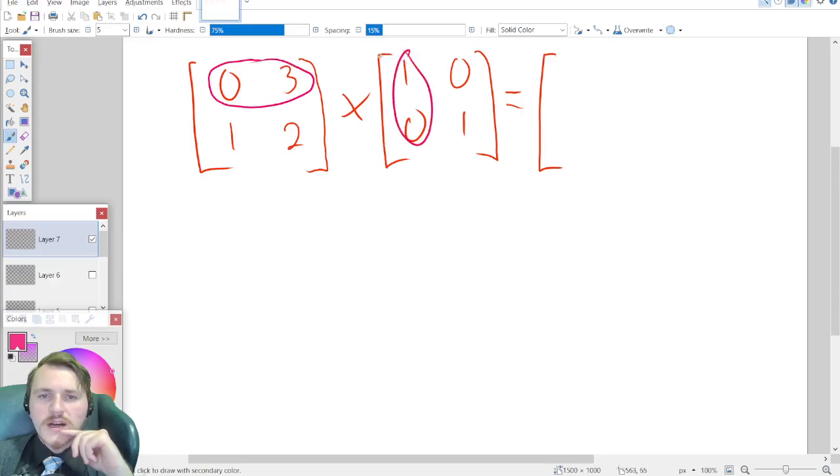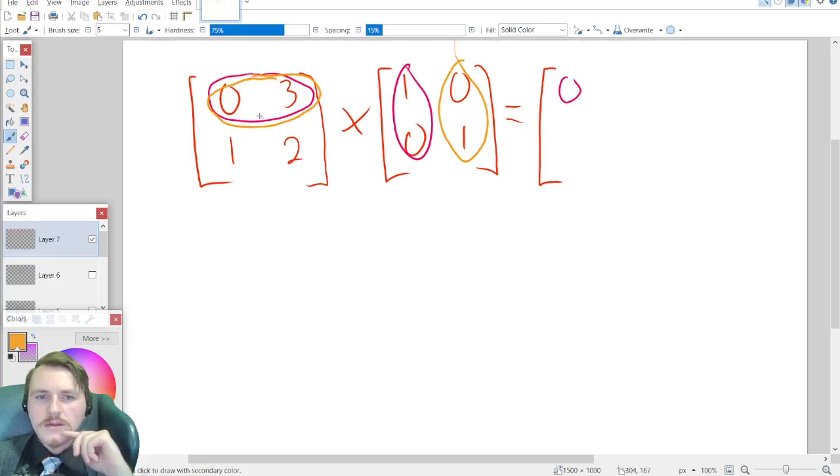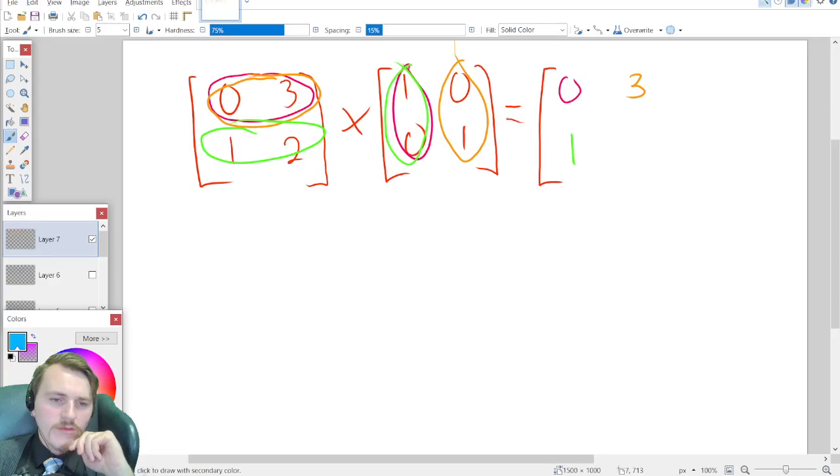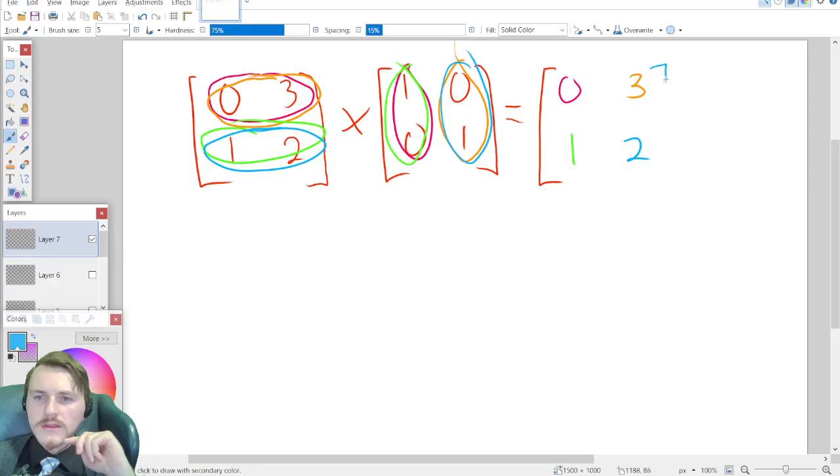First row, first column, 0 times 1 is 0, plus 3 times 0. Next, first row times the second column. 0 times 0 is 0, plus 3 times 1 is 3. Next, second row, first column. 1 times 1 is 1, 2 times 0 is 0. Finally, second row, second column. 1 times 0 is 0, plus 2 times 1 is 2. This is our resulting matrix, with 2 different colors for the edges. That's going to bother me for no reason.